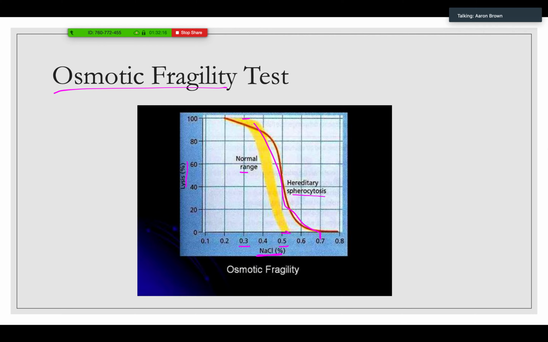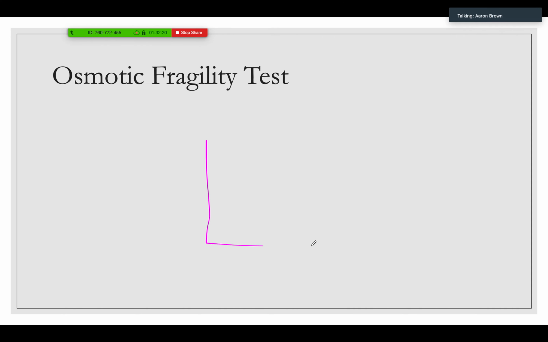What you're going to see on your Step 1 is a chart that looks like this. You're going to have one line that looks like this. You're going to have another line that looks like this. And they're going to say, hey, which one is for the spherocytes? And you're going to be like, oh my God, I know Aaron explained this at one point, and I just want you to remember that these are fragile. You're moving from right to left, so since they're fragile, they pop earlier. This is going to be your spherocytes. This is your normal red blood cells. Okay? Great.